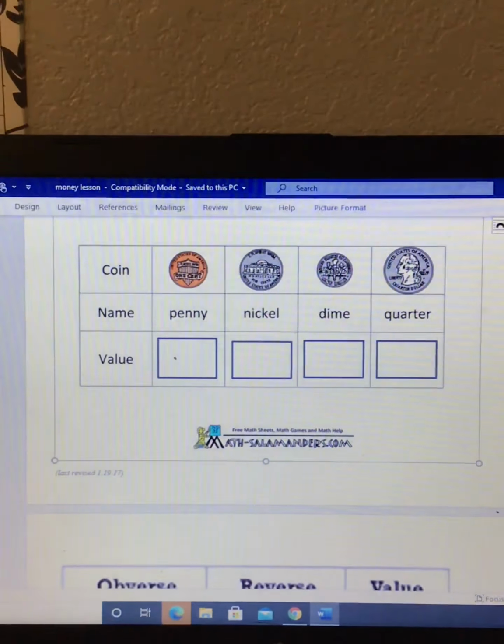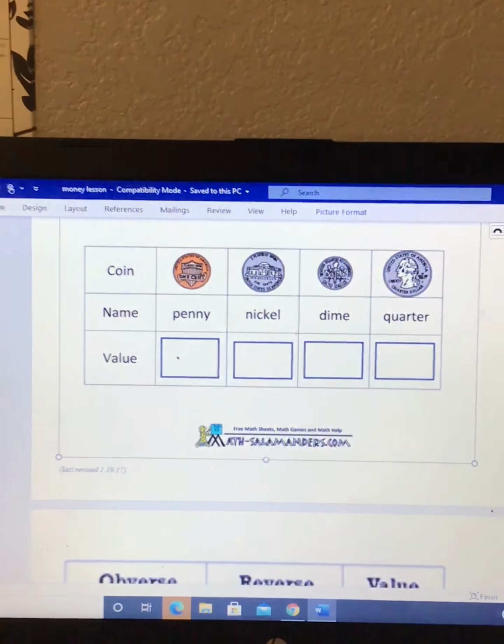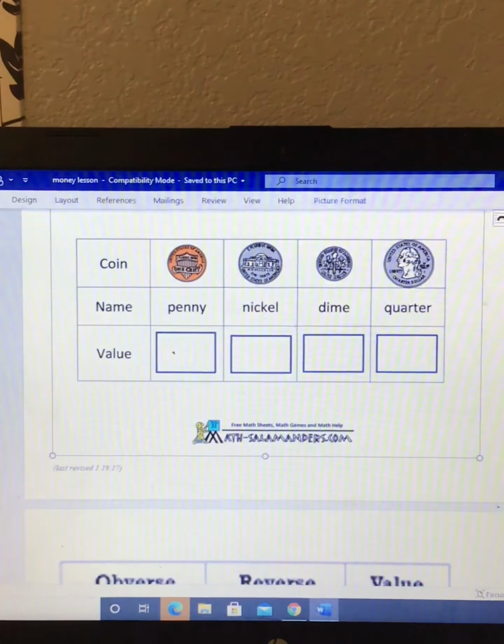1 penny has the value of 1 cent. 1 nickel, how many does that have? 5. Yep, so we're going to put 5 and our little cent symbol. Same for dime and same for quarter.